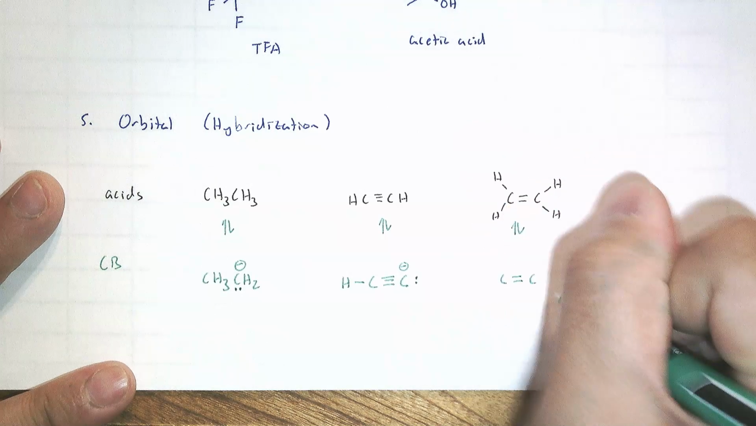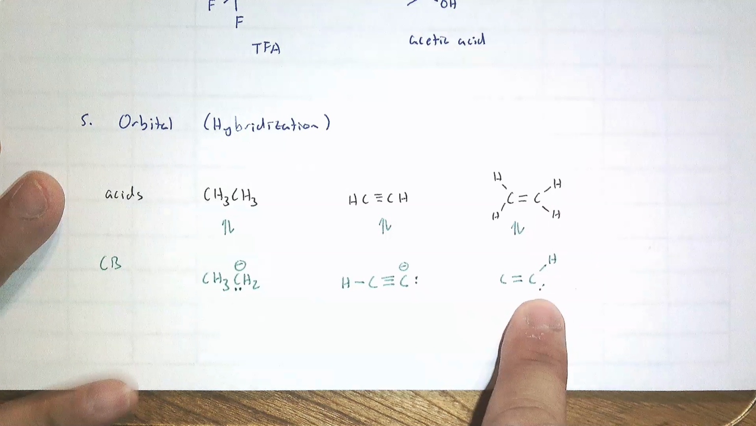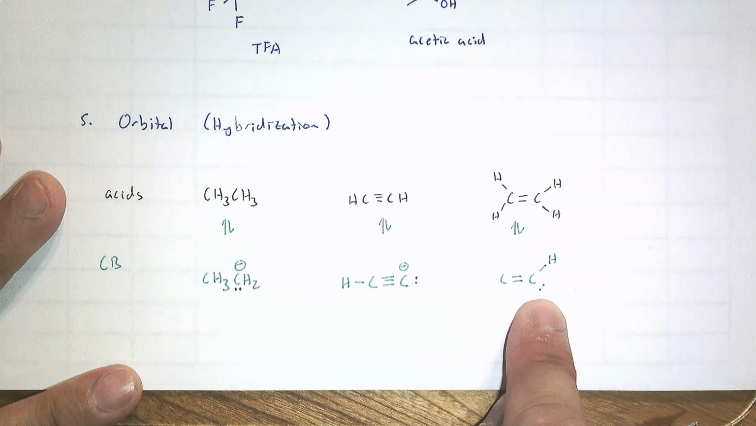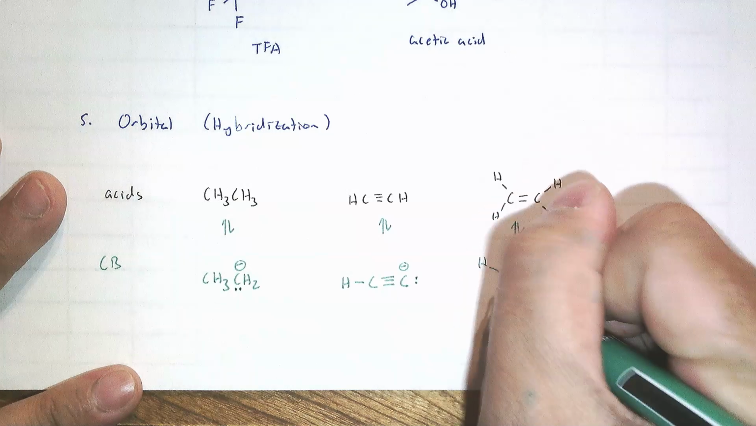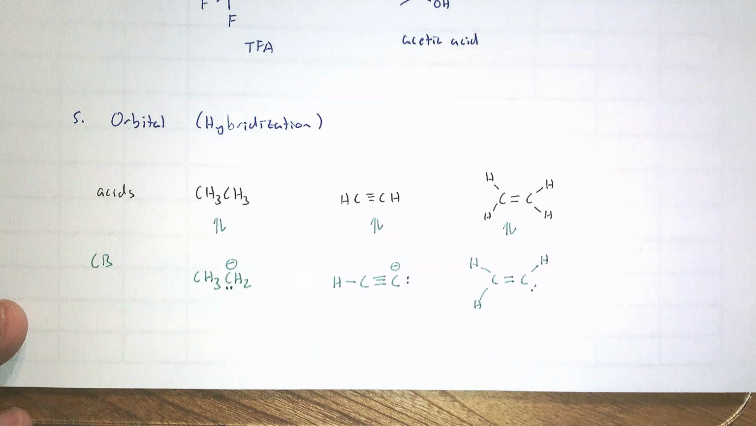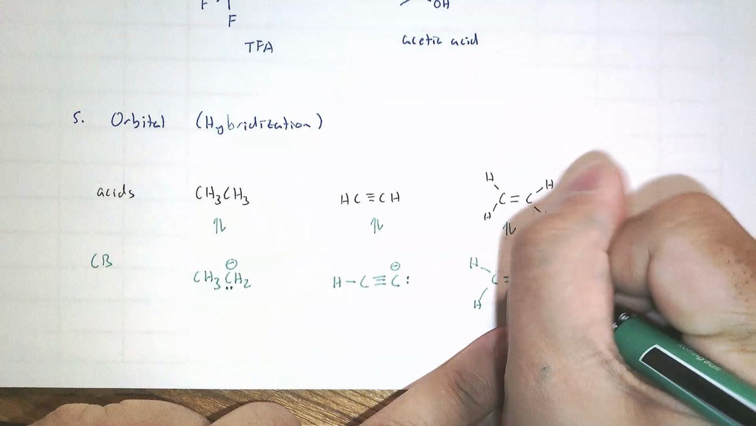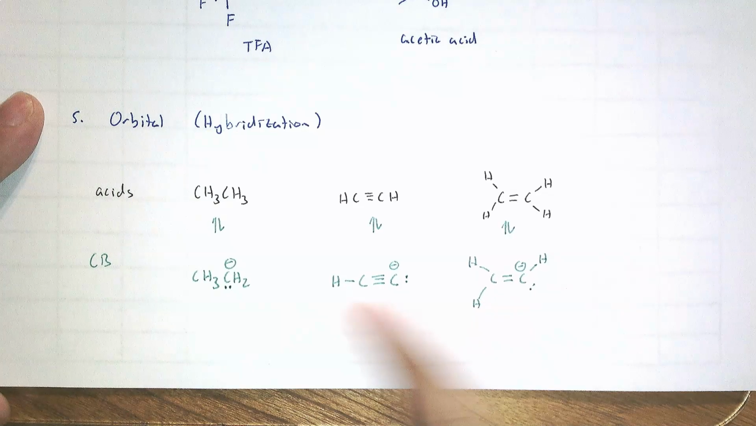Over here, we have the lone pair. I'll put it in the southeast. And we have this. Here's the trick. Have I been missing negative charges? Okay, here's the trick.